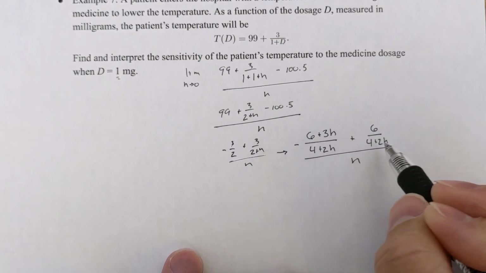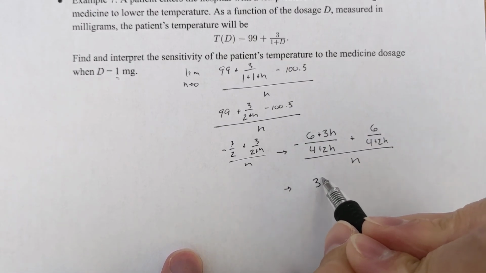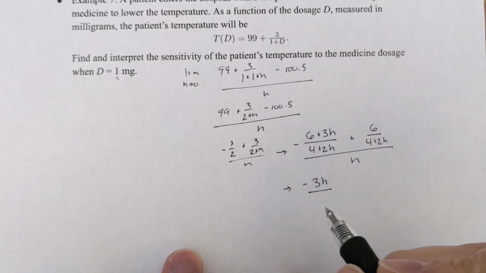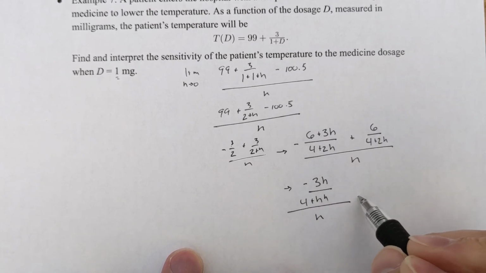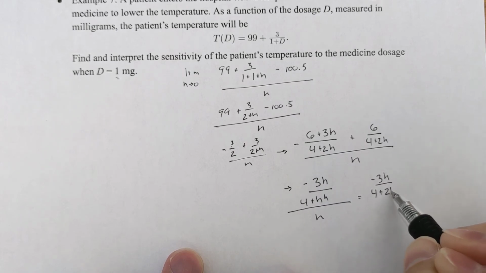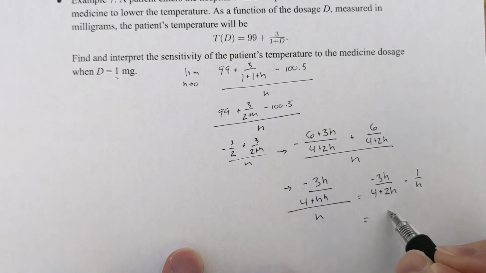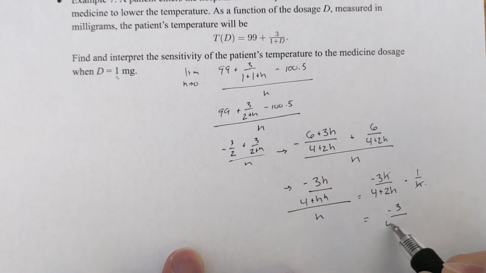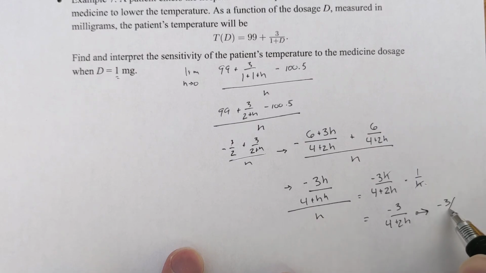All right, so now I can add them. So negative 6 plus 6, those go away. So I have 3h on top, negative 3h, because that negative goes to the 6 and to the 3h. And on bottom, 4 plus 2h, all over that h. So negative 3h over 4 plus 2h times 1 over h, do the reciprocal step. Negative 3 over, h's cancel, 4 plus 2h. So when h goes to 0, this all becomes negative 3/4.